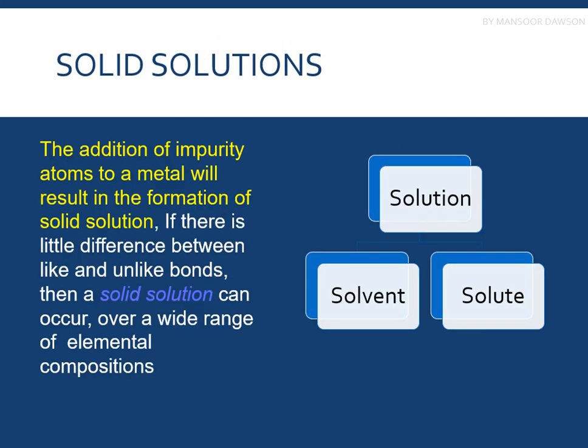So now let's discuss solid solutions. The addition of impurity atoms to a metal will result in the formation of a solid solution. In a solution, we always know that there is a solvent and there is a solute. A solute is present in the lesser quantity, and the solvent is what dissolves the solute inside it. If there is a little difference between like and unlike bonds, then a solid solution can occur over a wide range of elemental compositions.